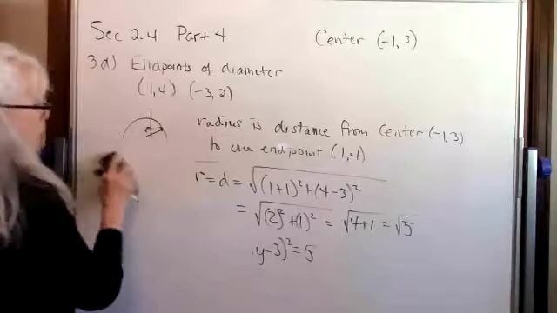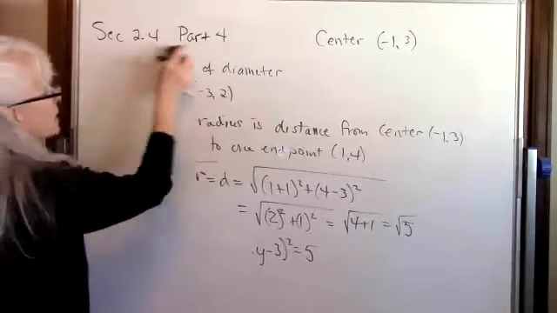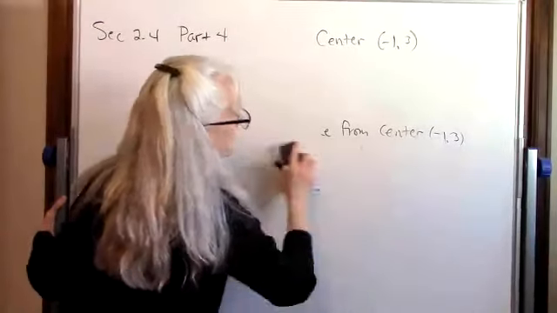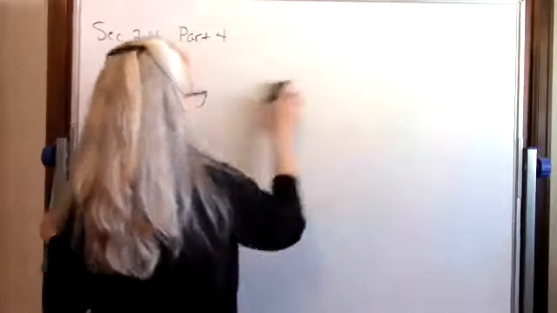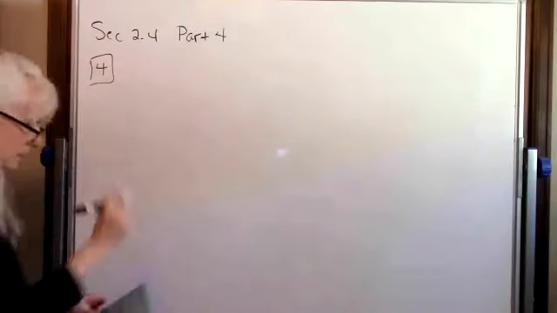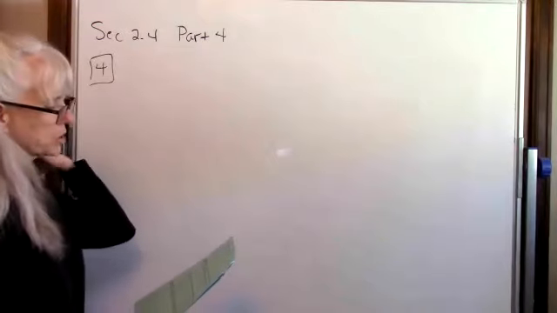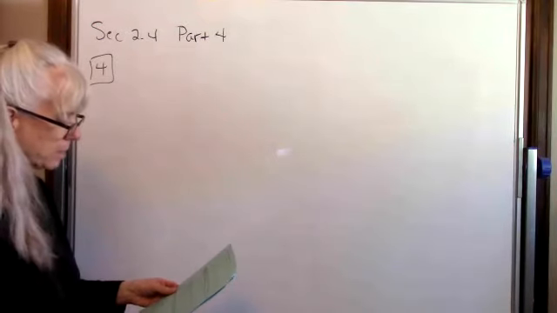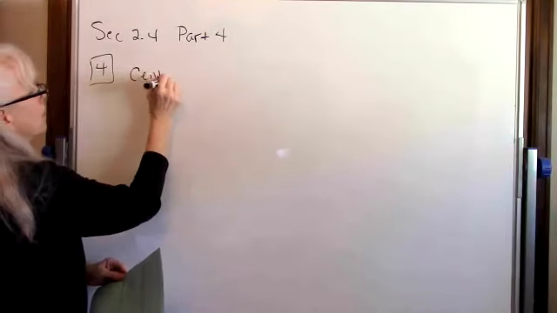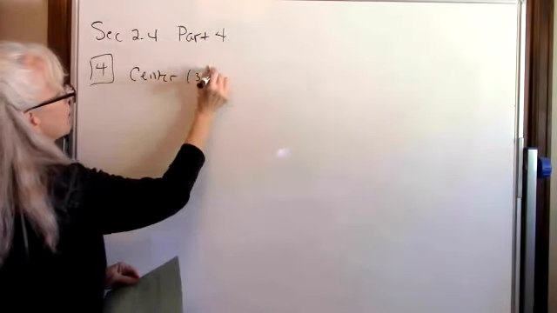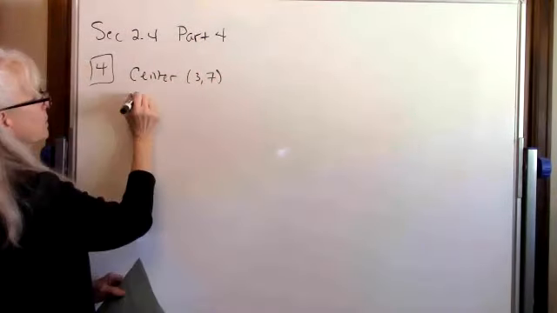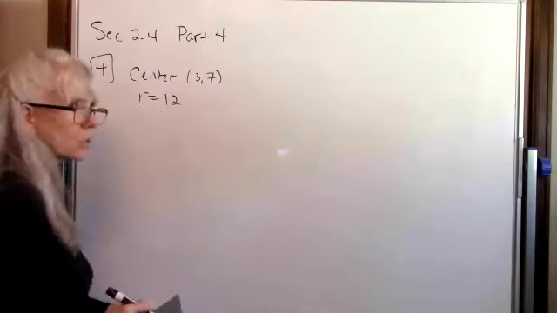In example 4, we look at an application of a circle. So example 4 reads, the epicenter, the point of origin of a large earthquake, was located on a map at map coordinates (3, 7). So our center is at (3, 7). Okay, with the quake being felt up to 12 miles away. Wait a minute, that would be the radius. So a radius is 12 miles away.